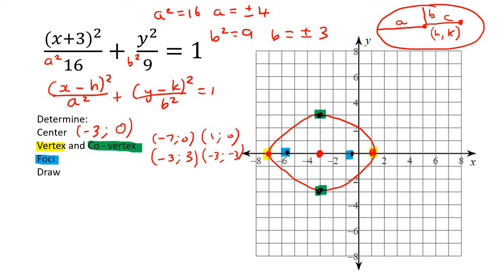Then what's next? Okay, we've got the center labeled already. Now we need to get the foci. So for this one, you always start at the center. So let's go write out the center. So the center is negative 3, 0. Okay.